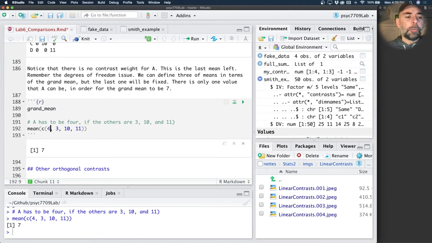There's only one number we can have for group A that would give us a grand mean of 7, and that's a 4. If we do a 2, we get a wrong number. If we do a 1, we get a wrong number. So the mean for the last group here is forced to be a specific number. The last group could have been any of them depending on how you want to do it, but R just takes out the first group.